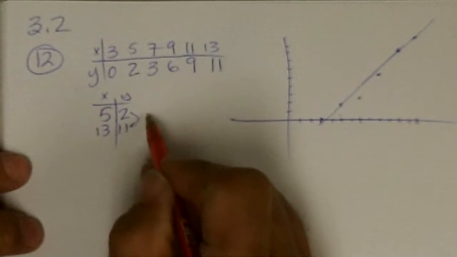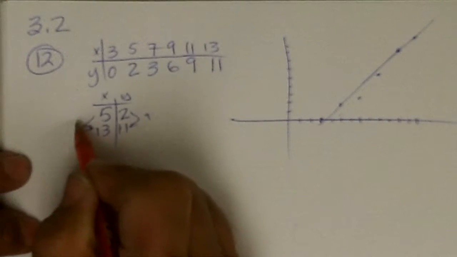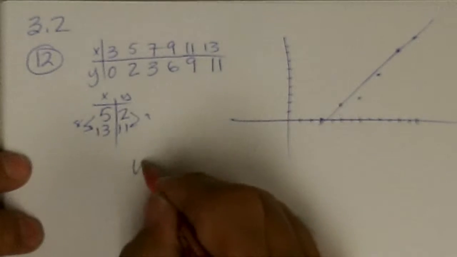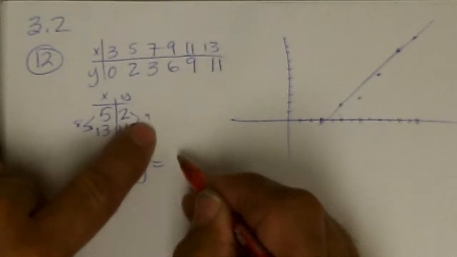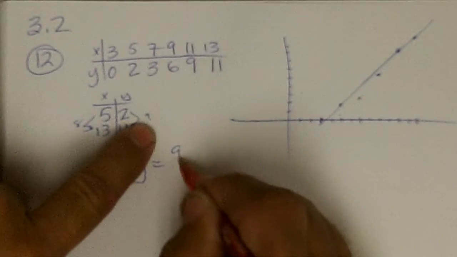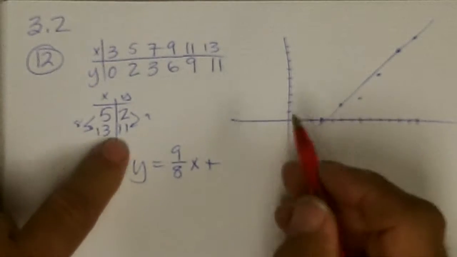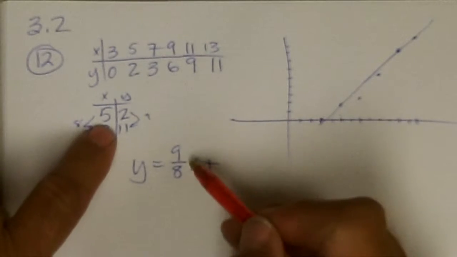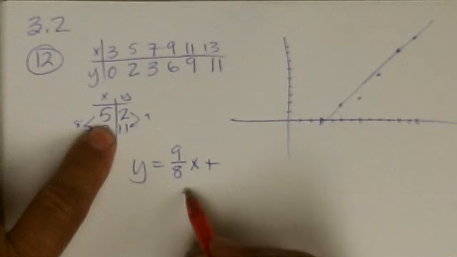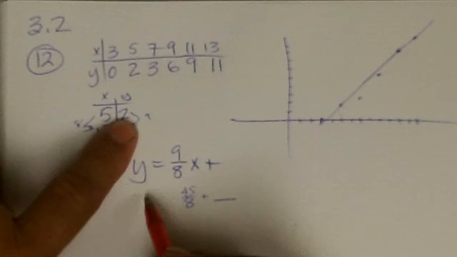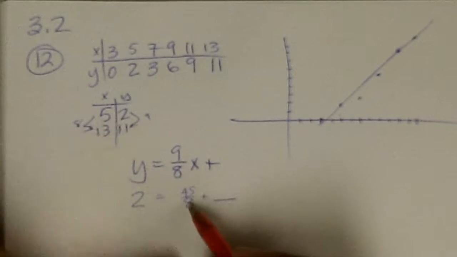change in Y is 9, change in X is 8, so I'm going to write Y equals change in Y over change in X times X plus, if I put 5 in here, I get 45 eighths plus something has got to be 2.